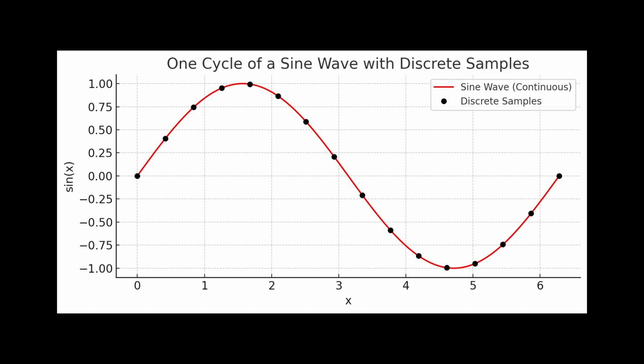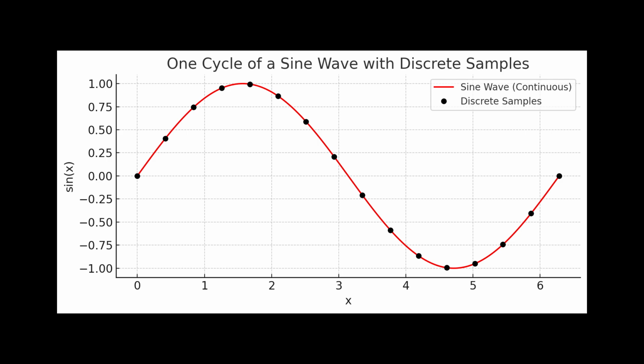The things I want you to notice about this particular graphic is in red, we're graphing out a sine wave, one cycle of a sine wave. Notice that it is continuous. What do I mean by continuous? Well, there are no breaks in the line.